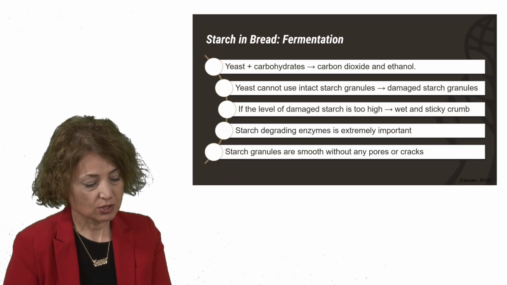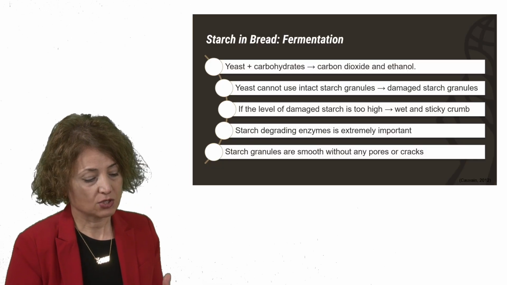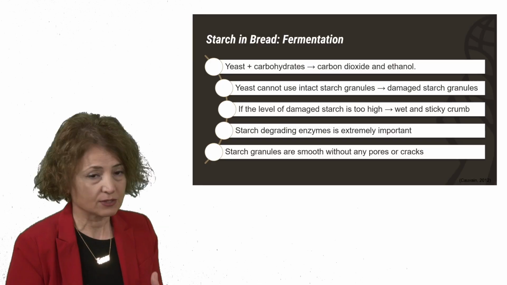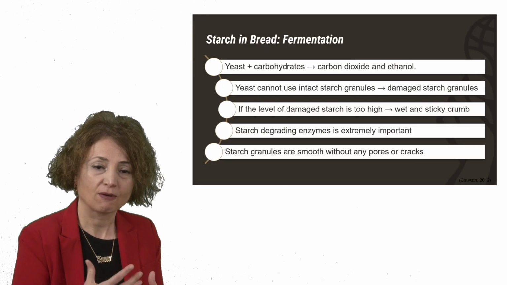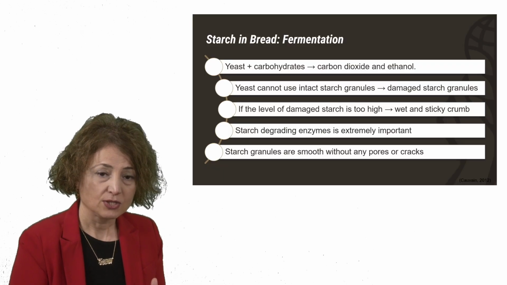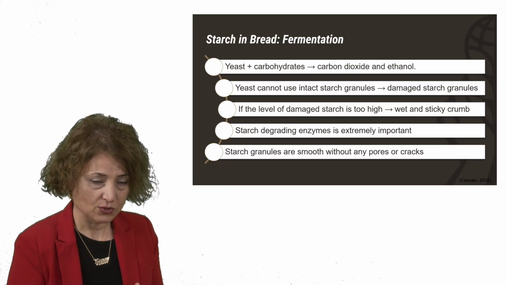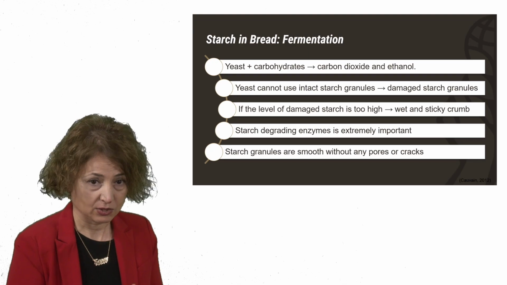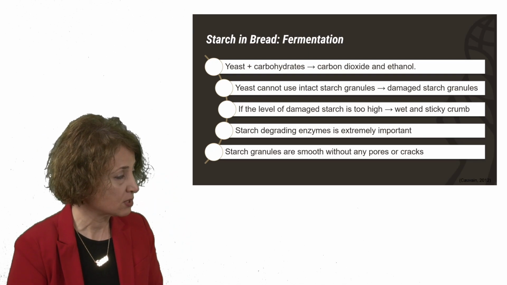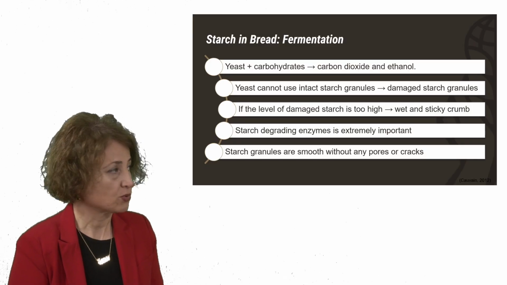During the fermentation process, the damaged starch is a great source of food for yeast, because yeast produces enzymes to convert damaged starch into glucose. Then yeast uses that as a food source to produce carbon dioxide and ethanol. Then we have the rise in the dough, that's the target, and then we have the fermentation process.